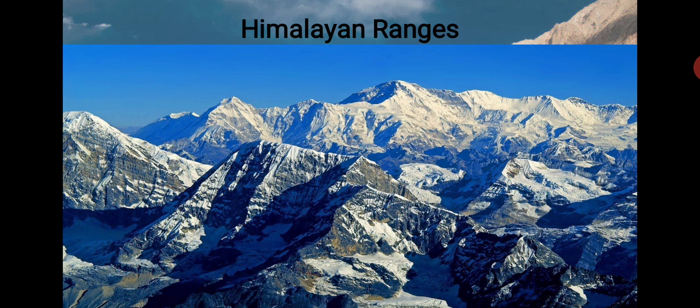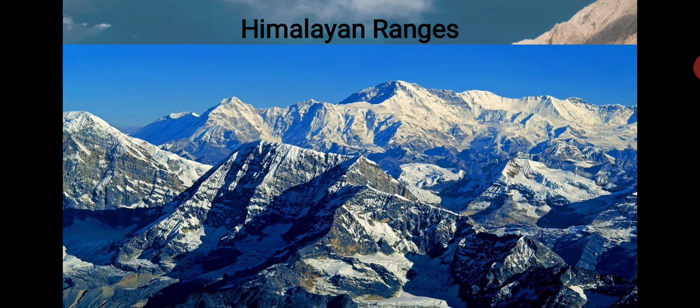And the world's highest peaks are located in this range, like your Mount Everest. The highest peak of the world is located in this range. Gangotri and Yamunotri glaciers are found in the Himadri. The rivers Ganga and Yamuna rise from these glaciers.